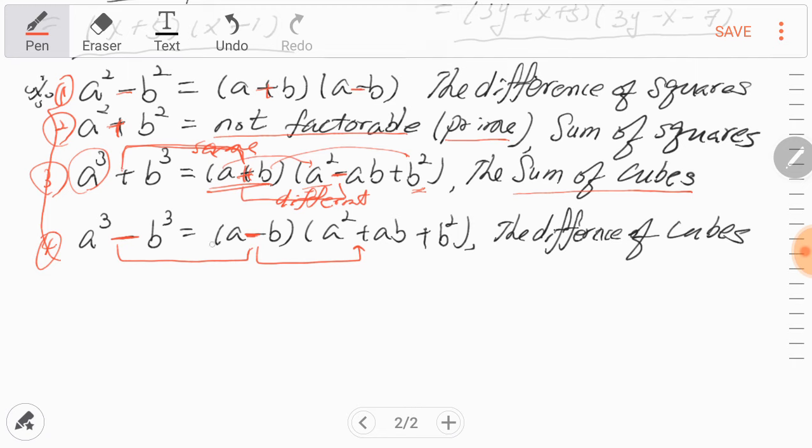So this is a very important formula. Please memorize this. Then using this formula, let's try some examples.